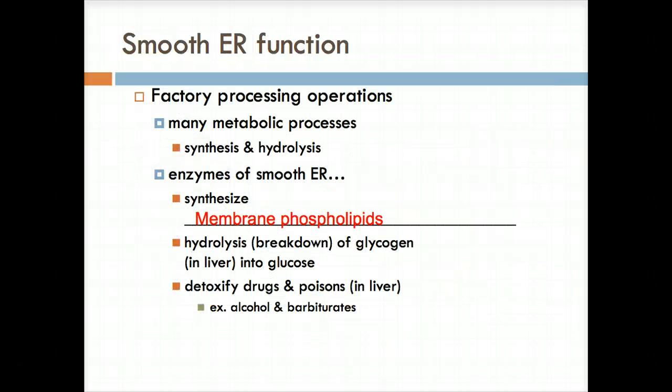The function of each: the smooth ER has many metabolic processes, including the synthesis and the hydrolysis of different macromolecules. The enzymes of the smooth ER are mainly responsible for synthesizing membrane phospholipids. So where did we see this? Remember when we talked about lipids? Phospholipids, which make up that cell membrane, right? That double layer. This is where they're made.